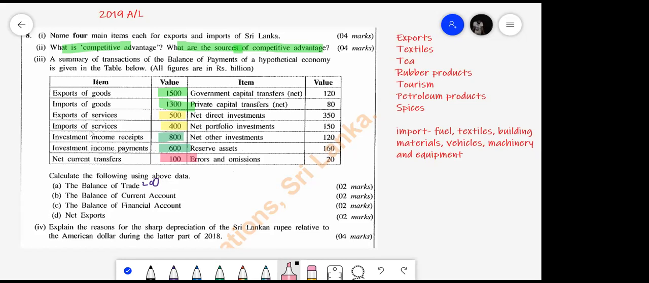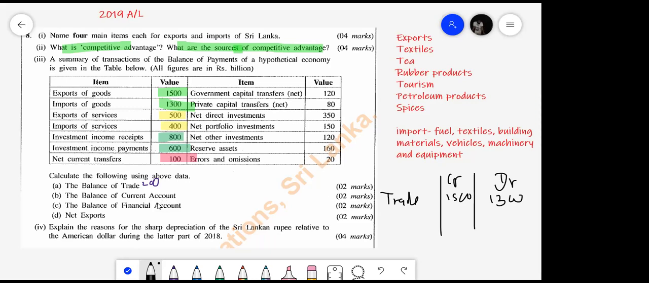Okay. So this same thing, guys. Now, with exports and imports, they can give you trade this way. This is credit, this is debit. Instead of giving you 1,500, 1,300 like this, they can say 1,500, 1,300. So you have to know, guys, the 1,500 credit is the export value. So always exports minus your imports.